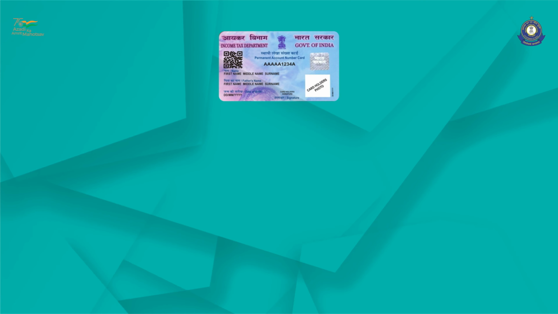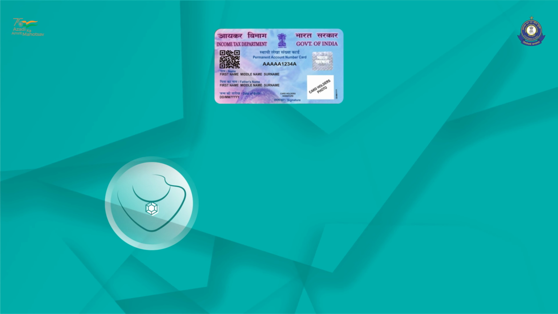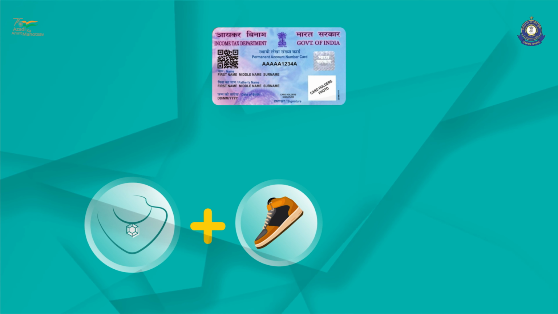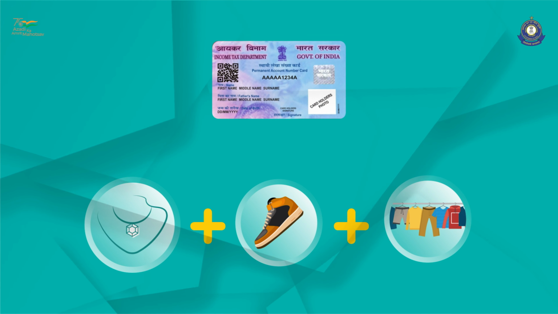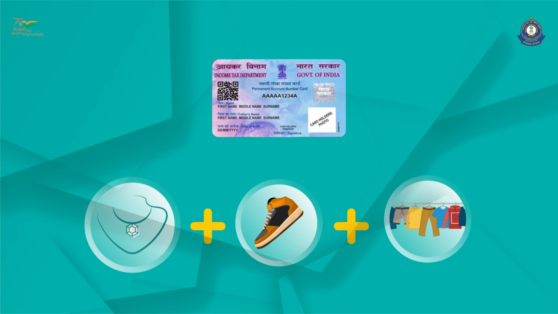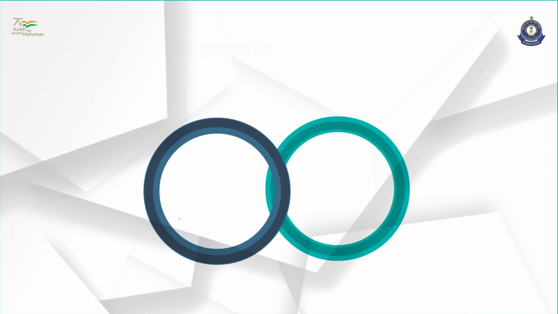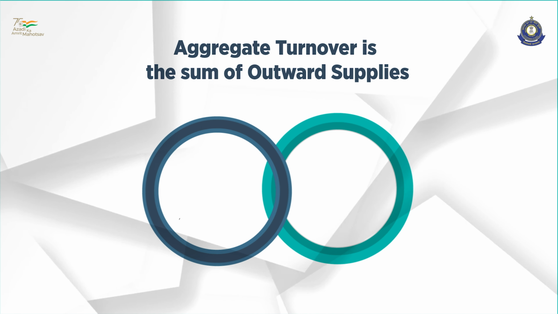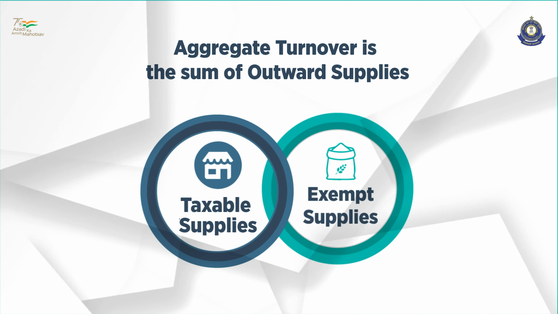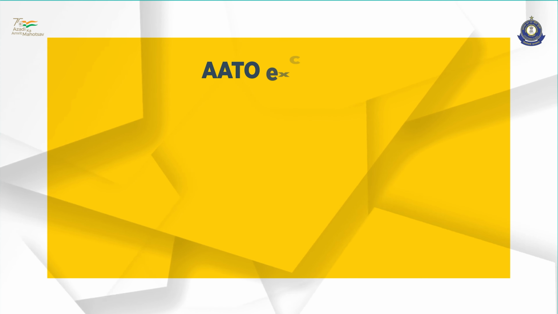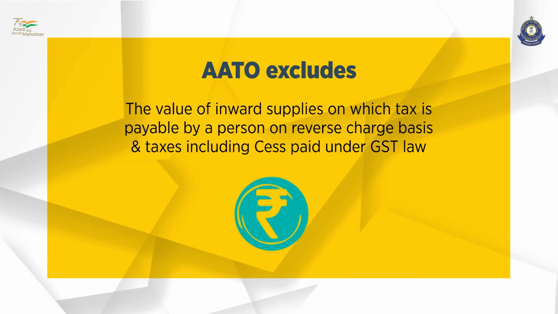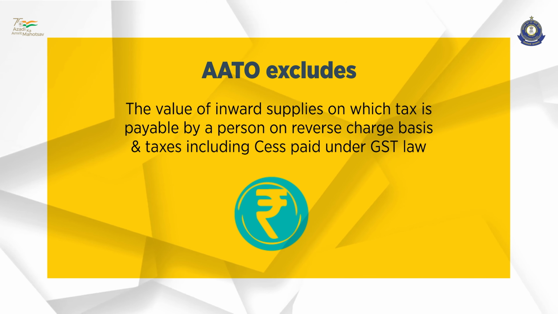To determine your eligibility for registration under the composition levy scheme, firstly, you need to calculate your annual aggregate turnover. Turnover of all businesses with the same PAN has to be added up to calculate turnover for the purpose of the composition scheme. It is the sum of value of all outward supplies falling in the following categories: taxable supplies, exempt supplies, but excludes the value of inward supplies on which tax is payable by a person on reverse charge basis and taxes including cess paid under GST law.